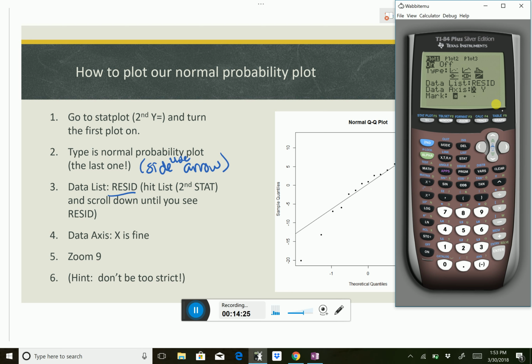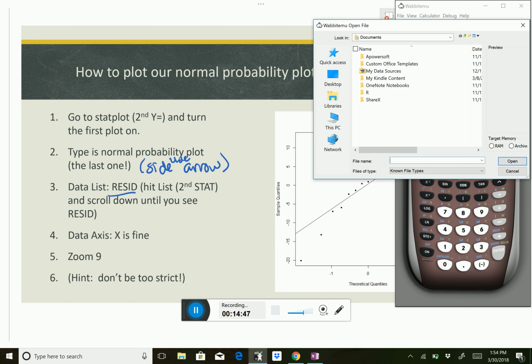Data axis, X is fine. That just keeps it in this direction, and that keeps it side to side instead of up and down, which is what we want. Mark, I do not care. Okay. Zoom 9. Okay, and there's what we have.